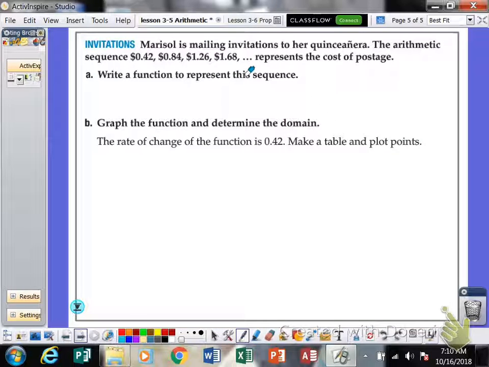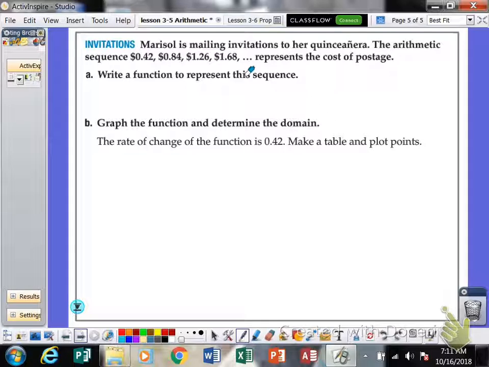All right, Marisol is mailing invitations to her quinceañera. The arithmetic sequence, 0.42, 84 cents, $1.26, $1.68 represents the cost of postage. Write a function to represent this sequence. Then graph the function, determine the domain. The rate of change of the function is 0.42. Make a table and plot the points.